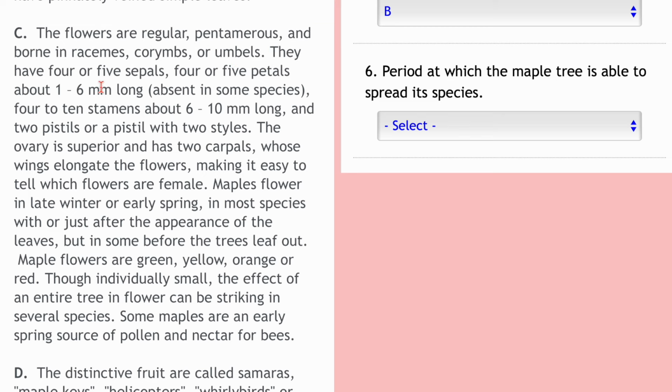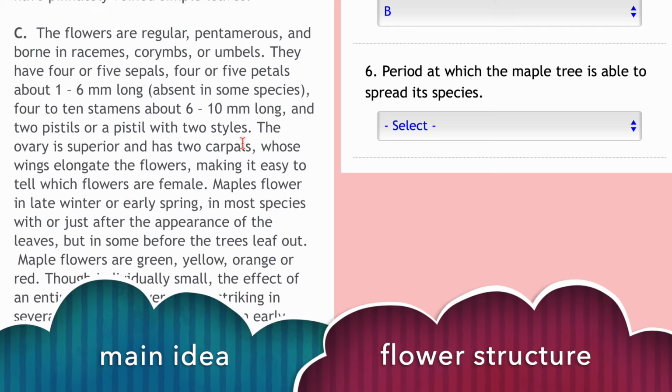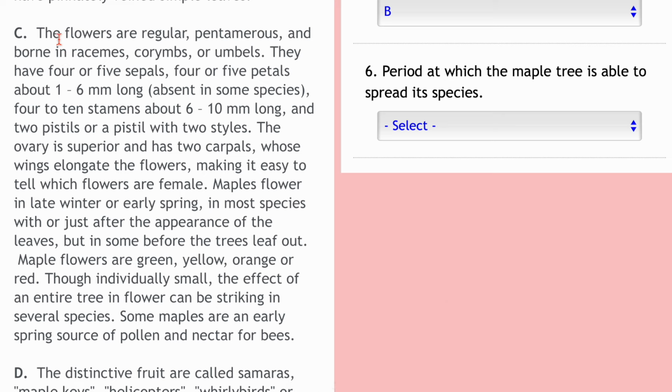They have 4 or 5 sepals, 4 or 5 petals, about 1 to 6 millimeters long, absent in some species. 4 to 10 stamens, about 6 to 10 millimeters long, and 2 pistils or a pistil with 2 styles. So it's talking here about the flowers, flower types, flower parts. The ovary is superior, greater, and has 2 carpels whose wings elongate the flowers, making it easy to tell which flowers are female. Talking about some flowers being female.